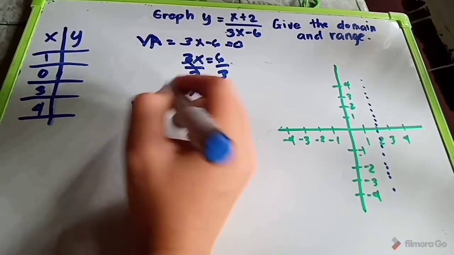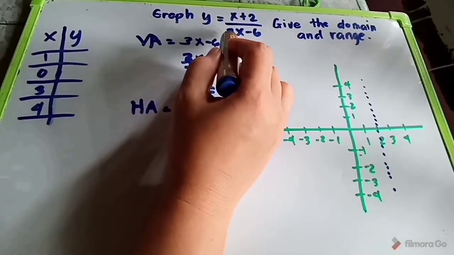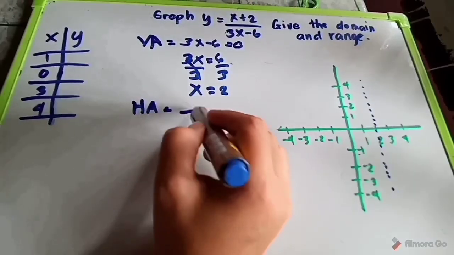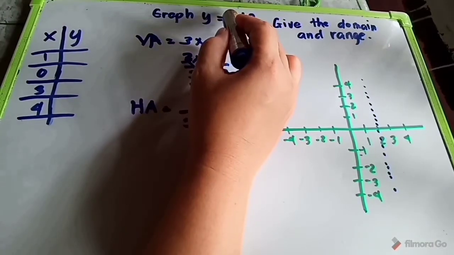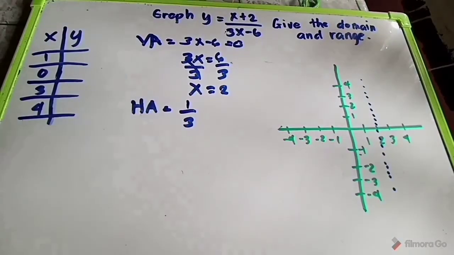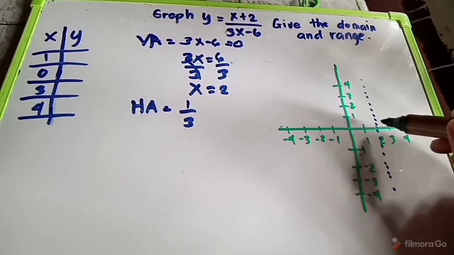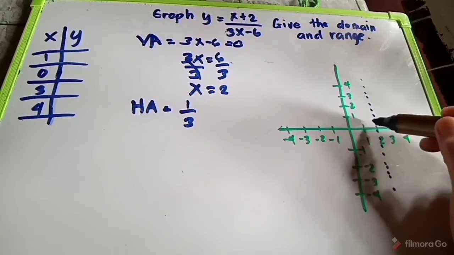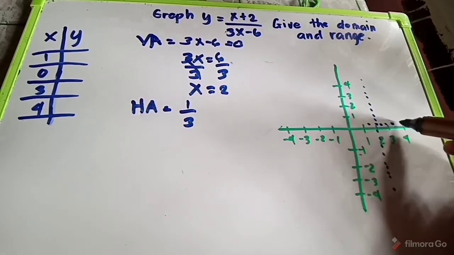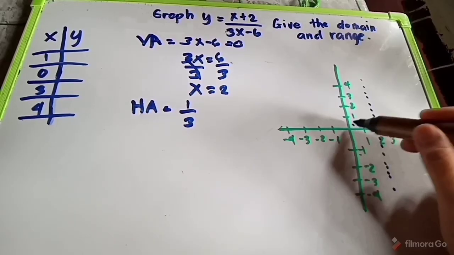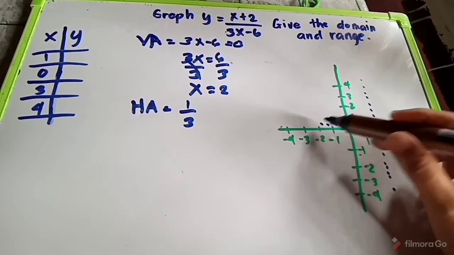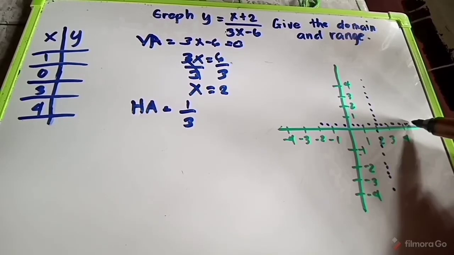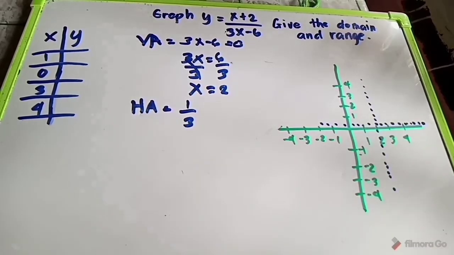And the horizontal asymptote will be, if this is our denominator, 3. And this one will be the value of 1 automatically. This is 1/3. So where do we put the 1/3 here? Here. So we will draw an imaginary line, horizontal and vertical. So we have already put the vertical and horizontal asymptote.